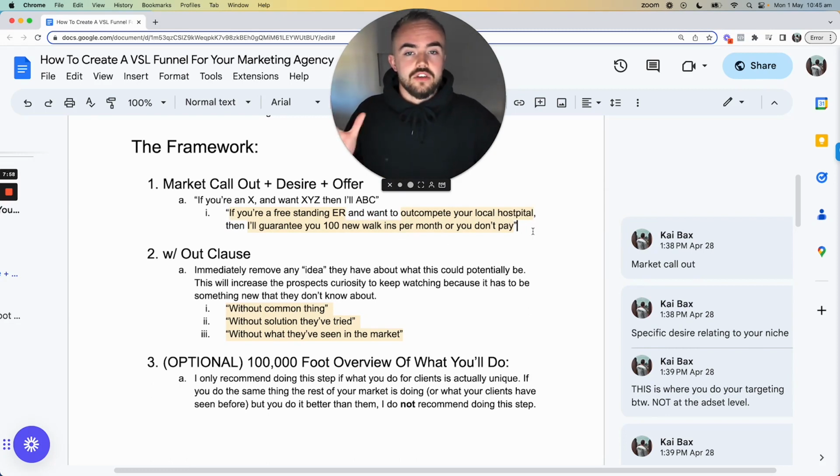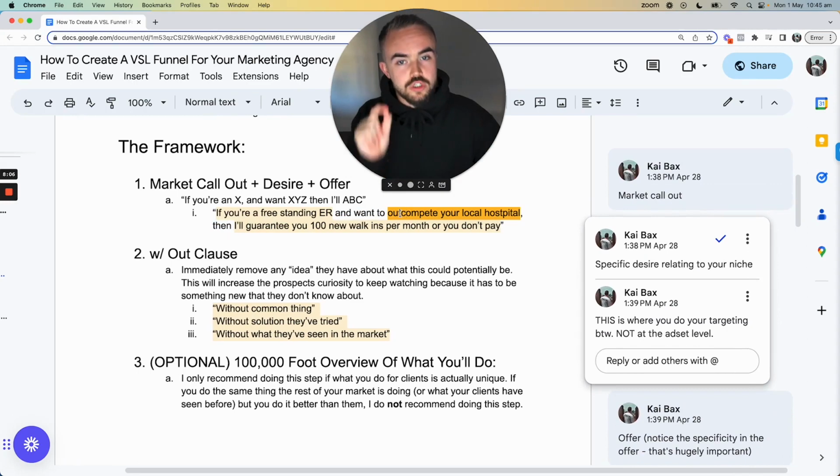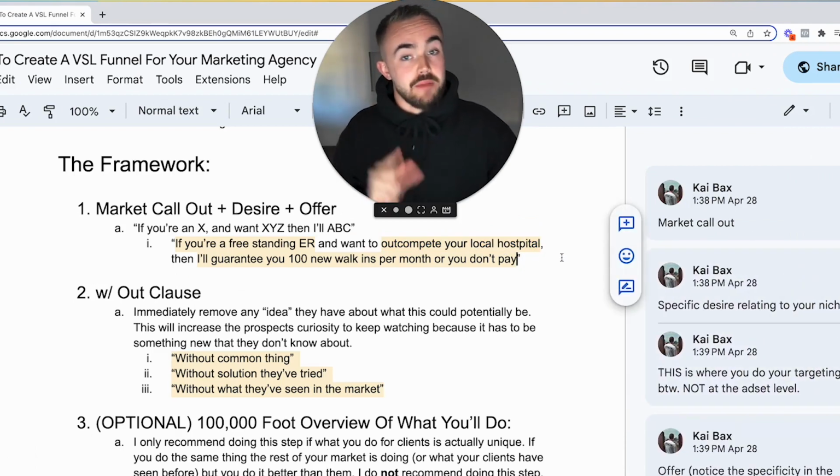But if you see an ad and you're not in this niche, you scroll past it. But if someone's a freestanding ER and they see this ad, because the messaging is so specific to their exact ideal desires, their outcomes, what they want, all that type of stuff, they're going to resonate with this ad. And by extension, what are they going to do when they see this ad that resonates with them? They're going to click on it.